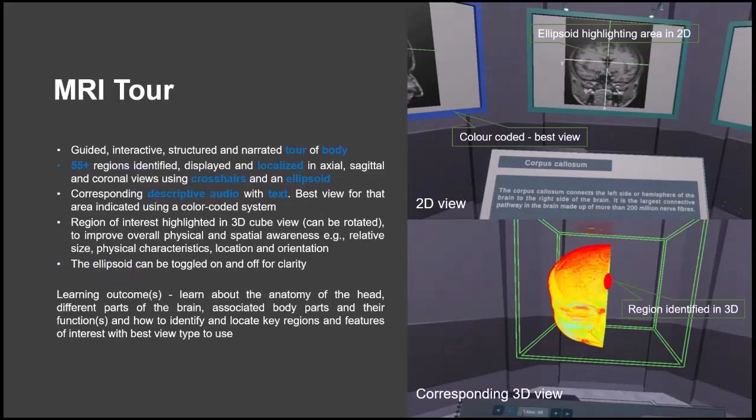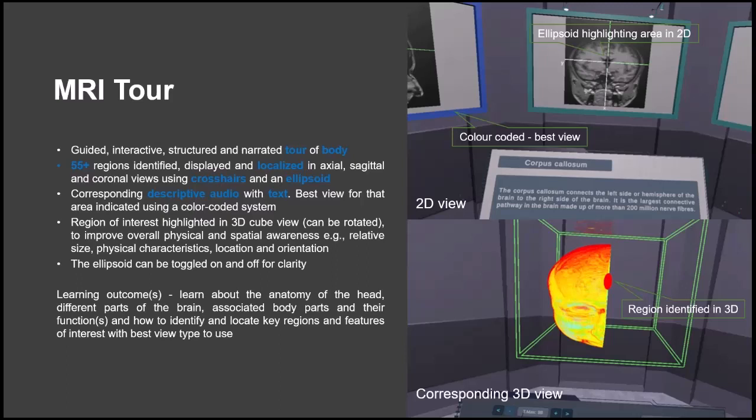The MRI tour is a guided, interactive, structured, and narrated tour of the body. 55 plus regions were identified, displayed, and localized in axial, sagittal, and coronal views using crosshairs and ellipsoid. There's corresponding descriptive audio with text.